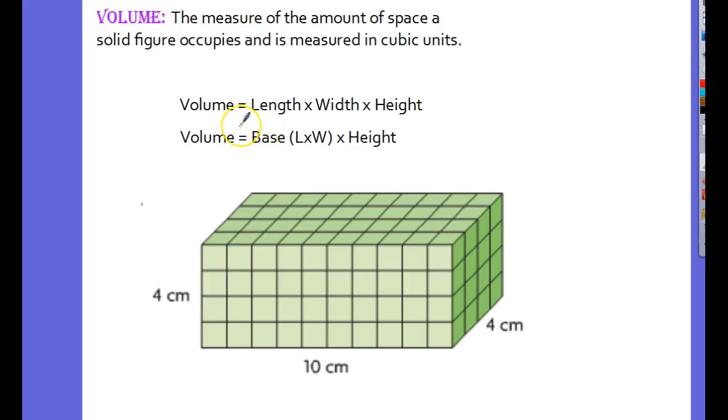So sometimes if a question is asking you to find the volume, but it only gives you two numbers, that's because they're giving you the area of the base. They're not giving you the length and the width.